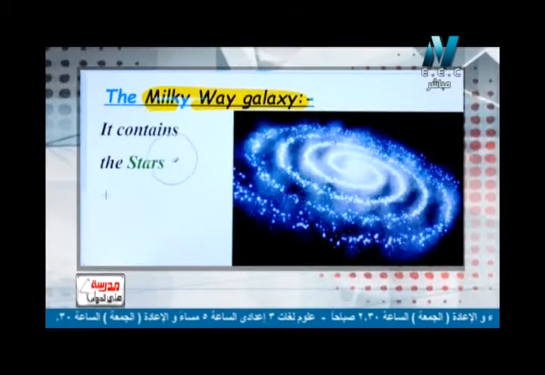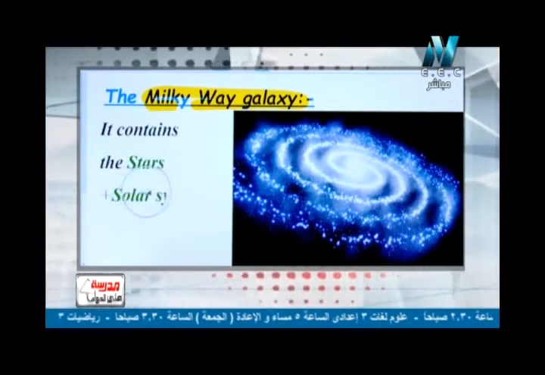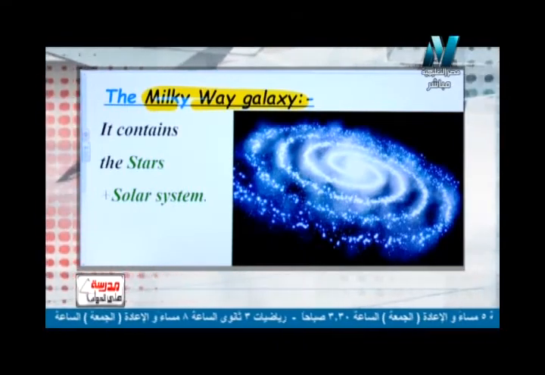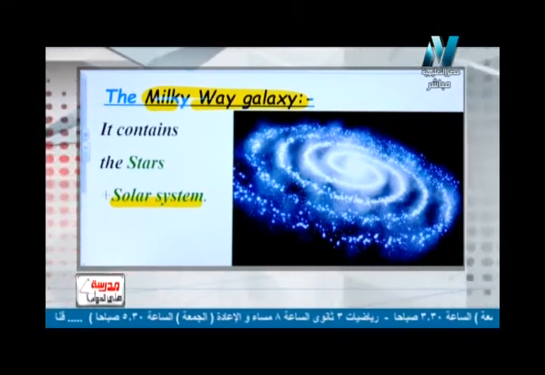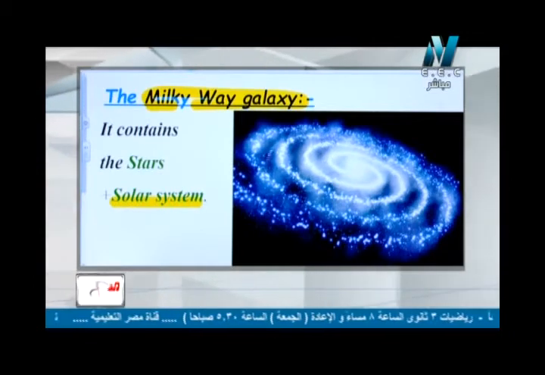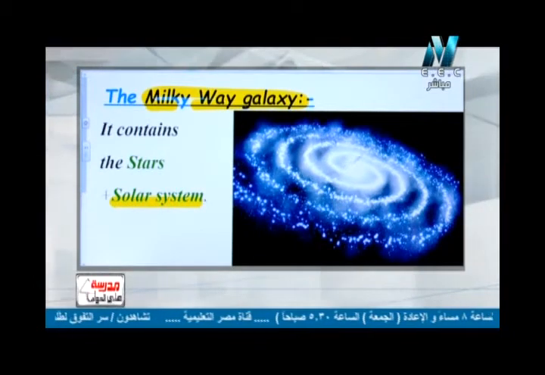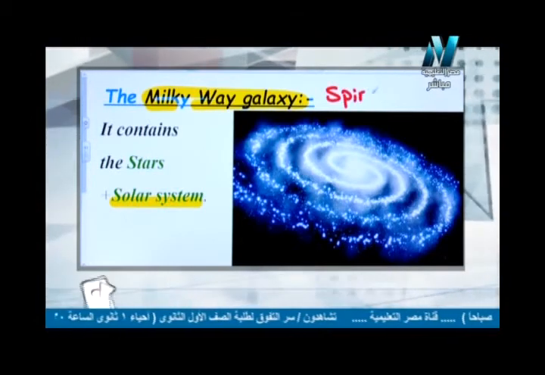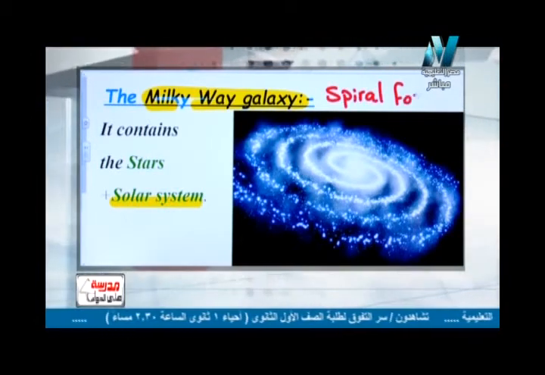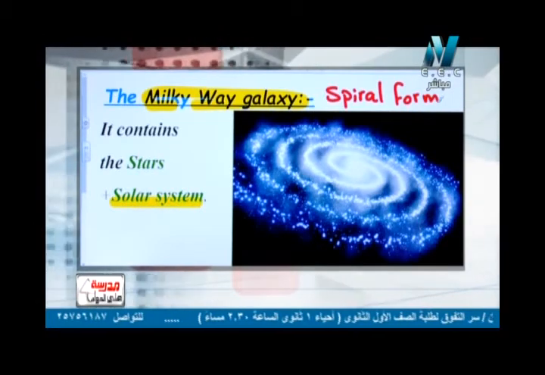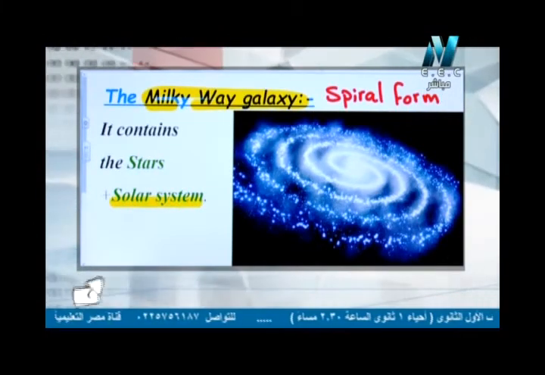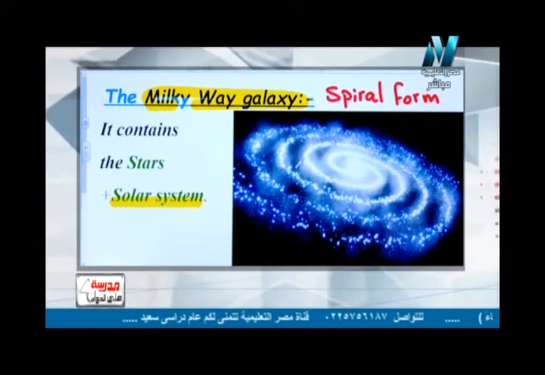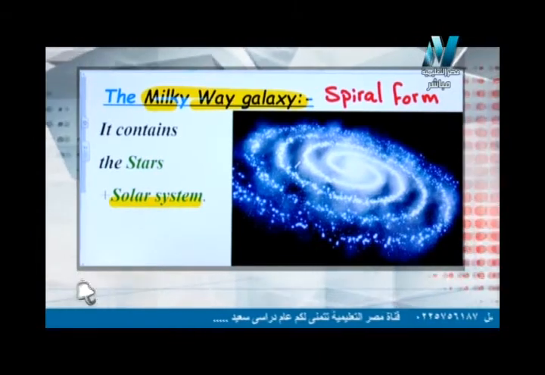The stars plus the solar system. Of course, the solar system is part of what? From the Milky Way galaxy. As we have here, the Milky Way galaxy has a spiral form. Let's pay attention to this word. Has what? Has a spiral form, يعني شكل حلزوني. As you see here, spiral arms. Each one of them consists of or contains many billions of stars.